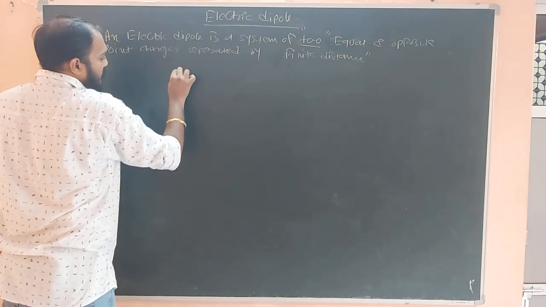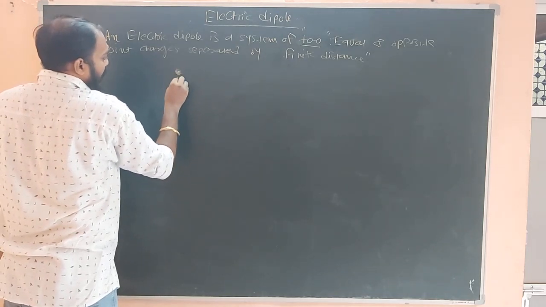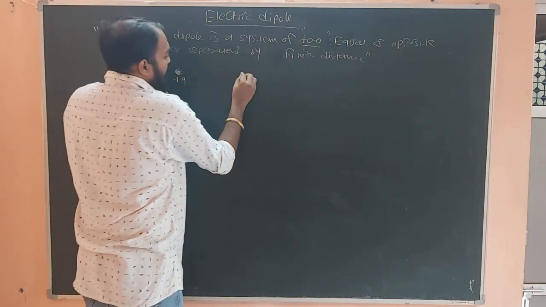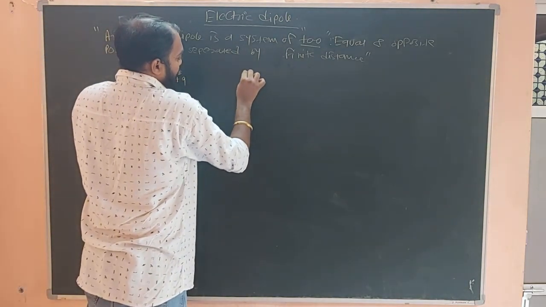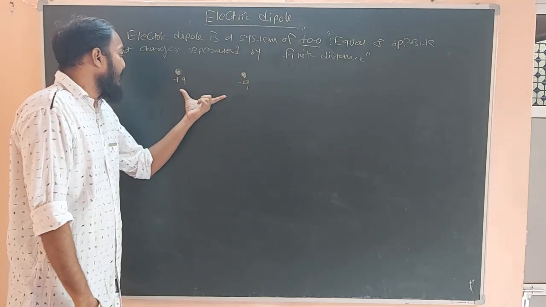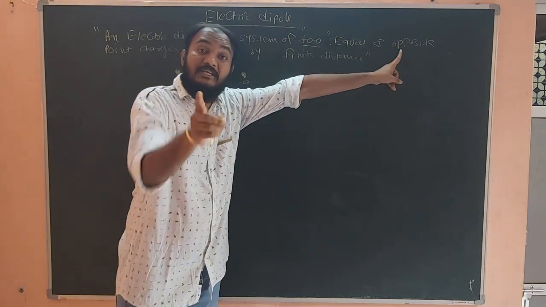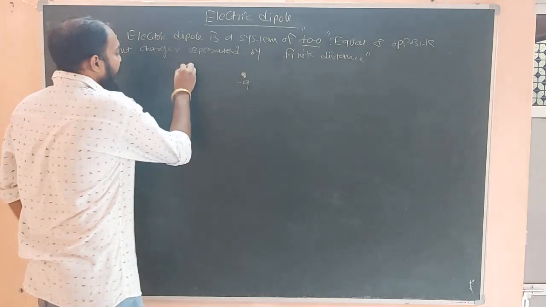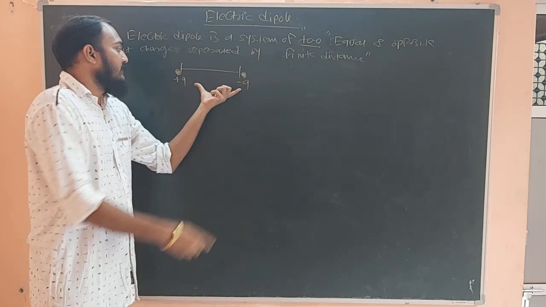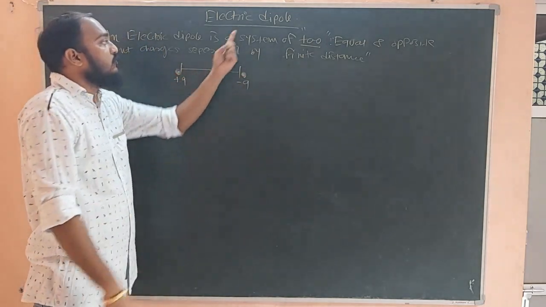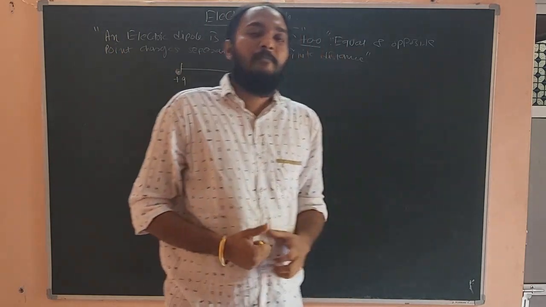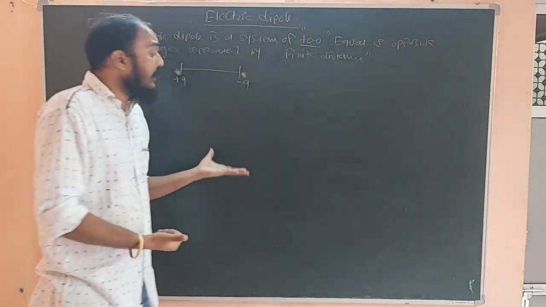Let us suppose I have a plus q charge and here a minus q charge. Both of them are equal but opposite in nature, and a definite distance is there. So this system is known as an electric dipole. So why do we need to study electric dipole?